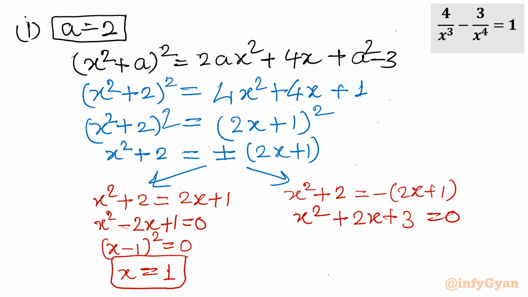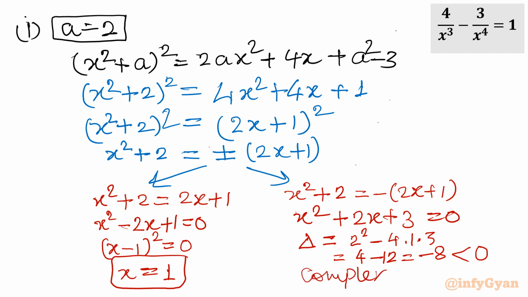See, this will generate a complex solution. Find out delta, the discriminant, b square minus 4ac. So b square is 2 square minus 4 times a is 1, c is 3. So it is 4 minus 12, which is minus 8, negative, complex roots. So we will reject this solution. Let me write here, rejected. So the only solution accepted so far is x is equal to 1.